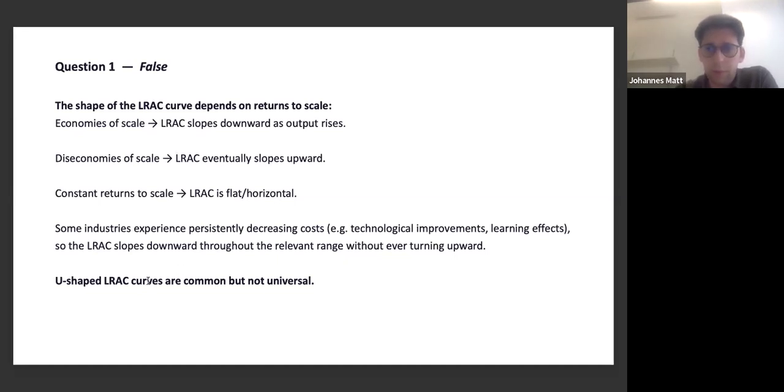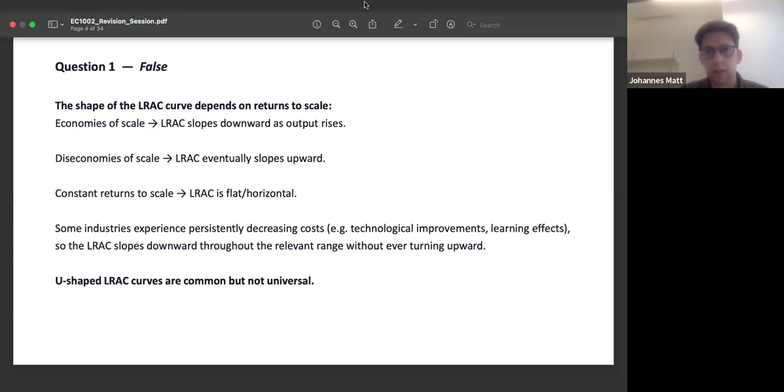So even though we would typically talk about the U-shaped curve, that's not universally the case and depends on returns to scale. So a good answer to this question would provide a definition of these returns to scale or economies of scale, as I just did at the top, and then apply it to the case in hand, the shape of the cost curves in this case.